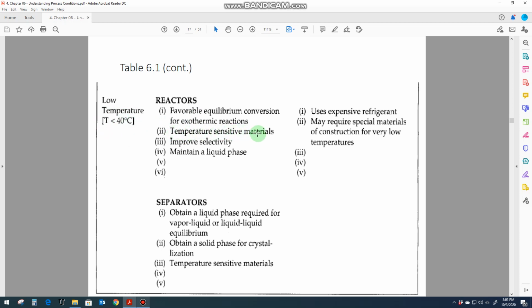Temperature sensitive materials. So if we are dealing with some kinds of products that are temperature sensitive, then we can go below 40 degrees centigrade. Obviously, if you want to improve the selectivity of our product, and if you want to maintain a liquid phase, so at this low temperature, below 40 degrees centigrade, most of the liquids remain in the liquid phase, so it can be one of the reasons.